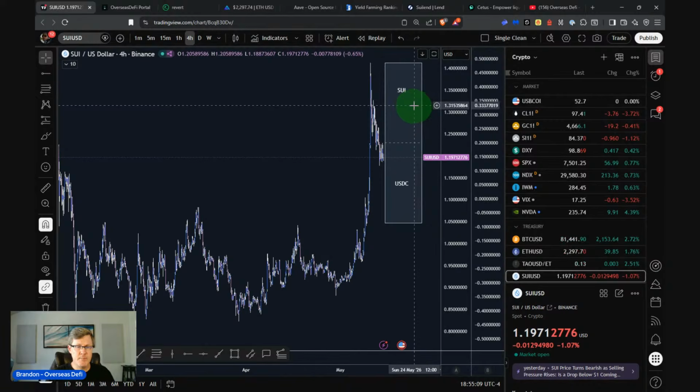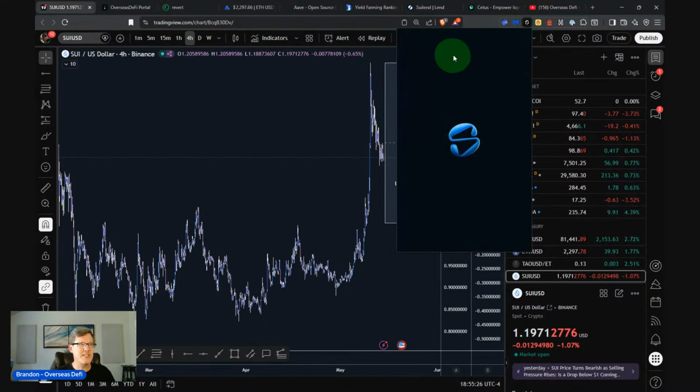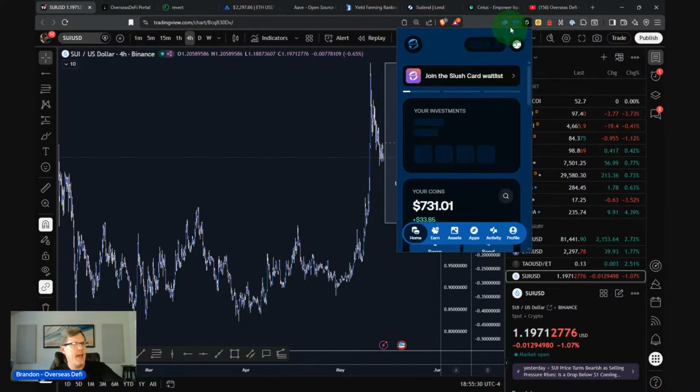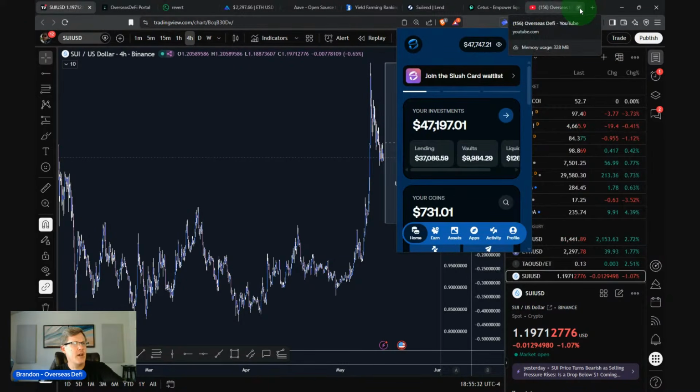Then the next part is to go ahead and deposit the money into the smart contract, into the pool. Now, in SWE, we use a wallet app called Slush. You can set this up at slush.app.